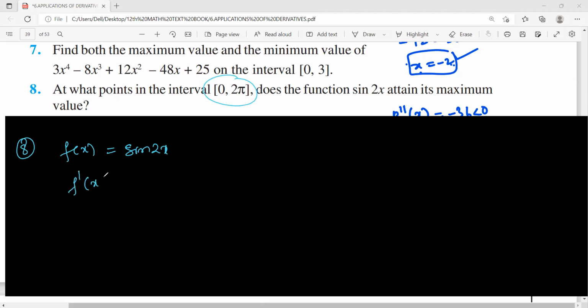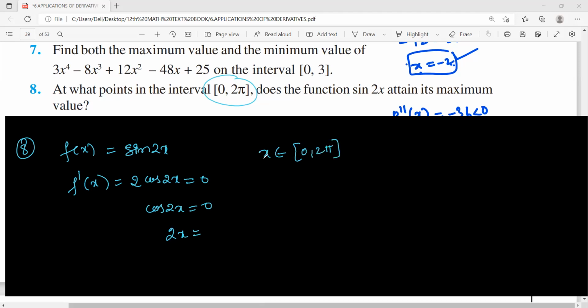F dash of x is 2 cos 2x. What should you do next? Equate to 0. Okay, cos 2x equal to 0, then x is what? You should check only 0 to 2 pi. X belongs to 0 to 2 pi.